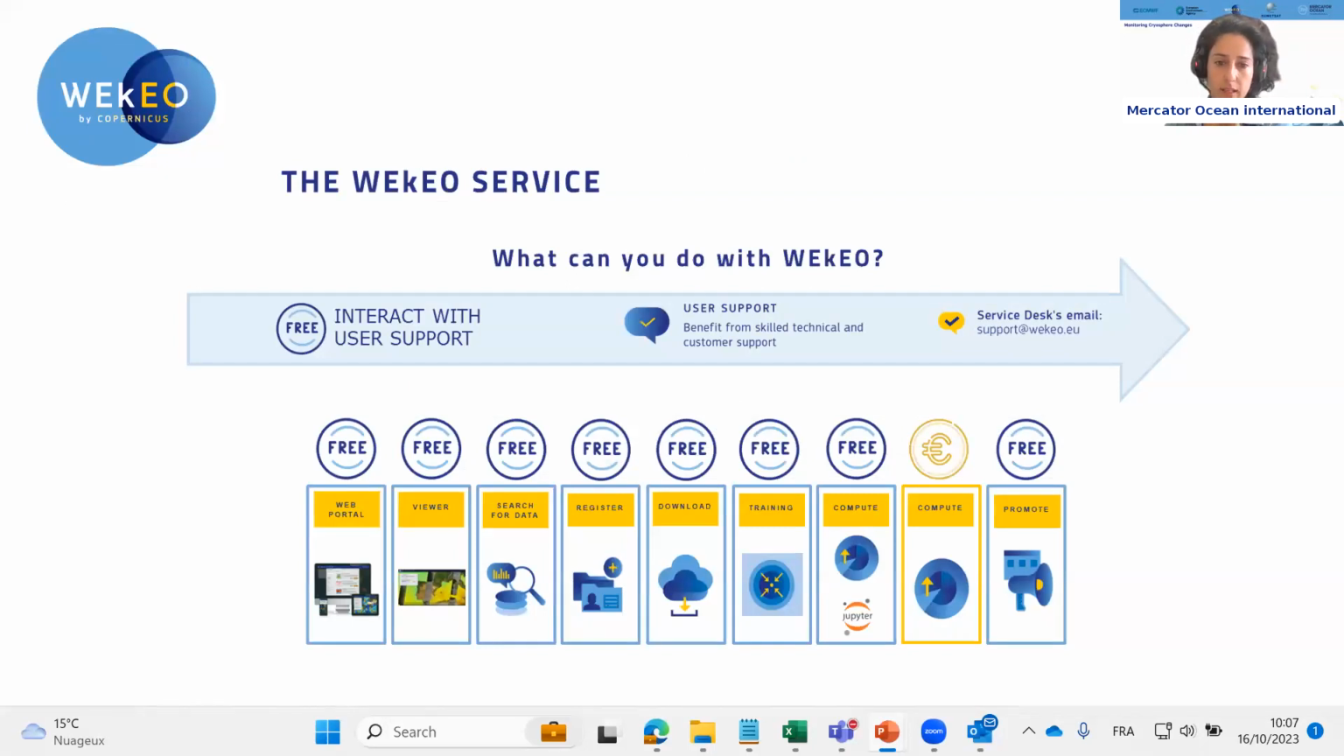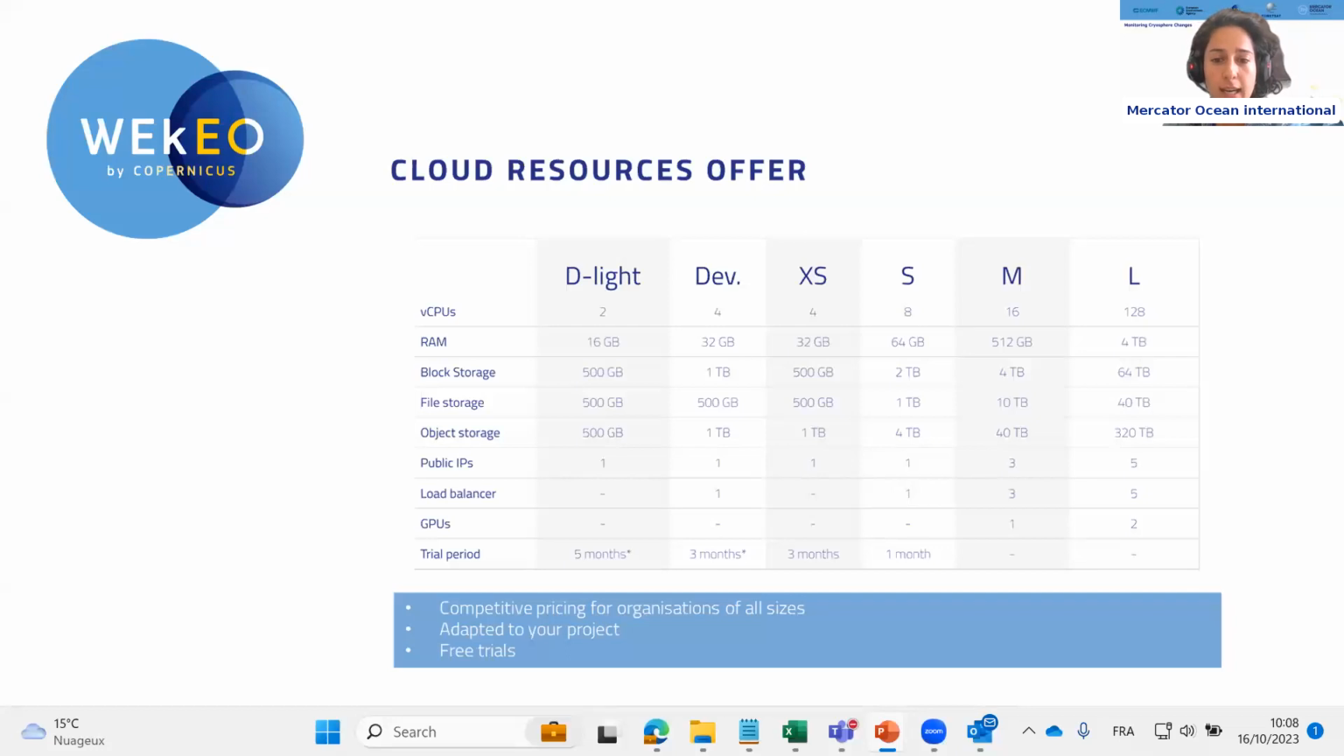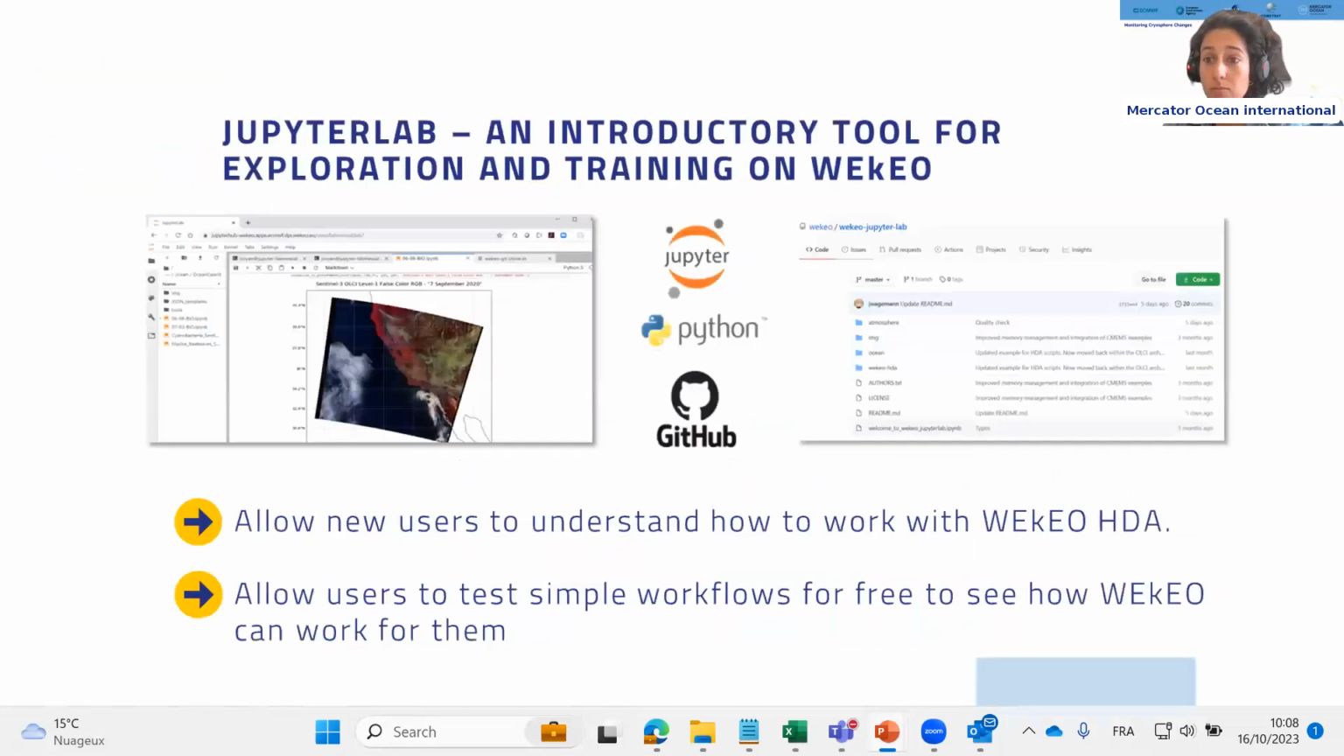So basically, as I said, a lot of it can be accessed for free. It's really mainly the computing capacity that will make a difference. And I didn't mention, but most of these packages you can try for a few months and see if that works for you or not, and then opt for a paid plan or not.